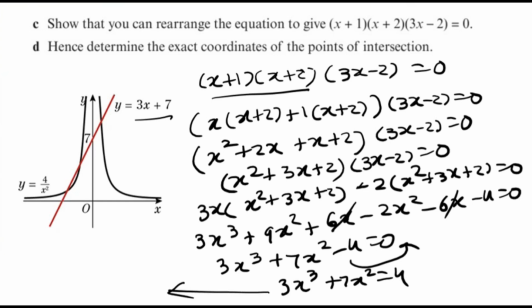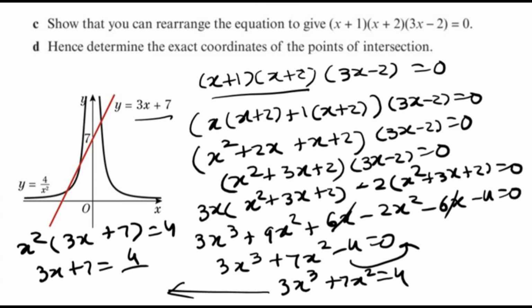I am doing this on this side. So I am taking x squared common from this side, so that will leave us with 3x plus 7 is equal to 4. So 3x plus 7 is equal to 4 over x squared. So this is the equation we need when we have to find 2 real solutions. So we rearranged this equation in this way, to show that you can rearrange the equation to give this equal to 0.